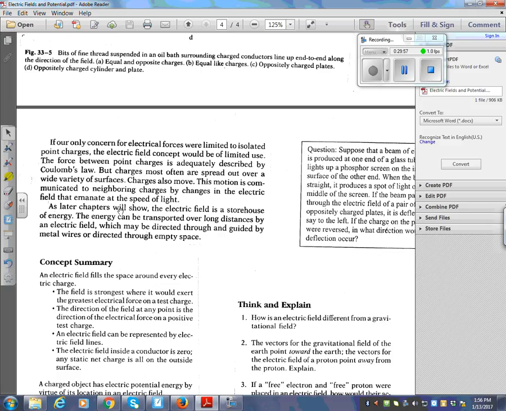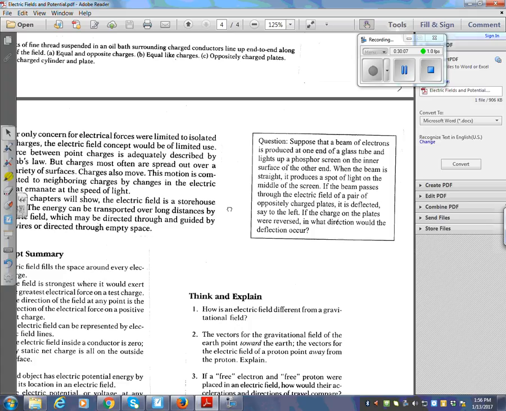As later chapters will show, the electric field is a storehouse of energy. The energy can be transported over long distances by electric field, which can be directed through and guided by wires, or directed through empty space. Okay, last little bit right here.